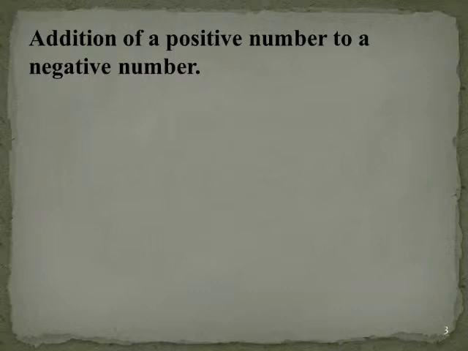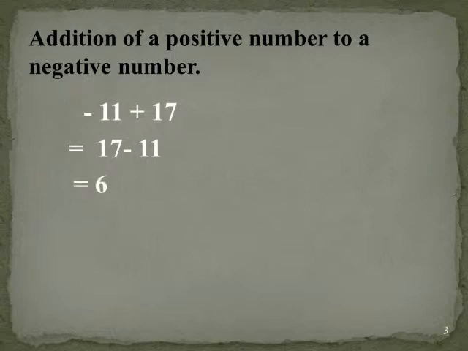Addition of a positive number to a negative number. So let's say negative 11 plus 17. We don't really care what order we add and subtract things, so we can rearrange this to get 17 take 11. And of course 17 take 11 is 6. Let's look at another one.